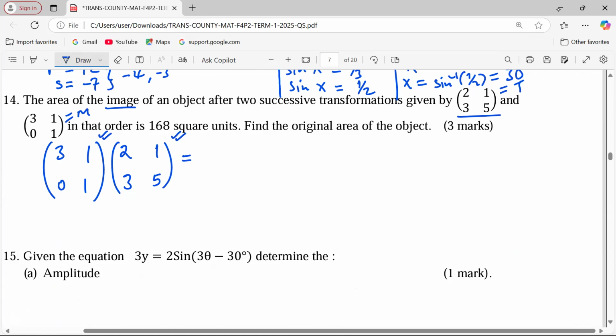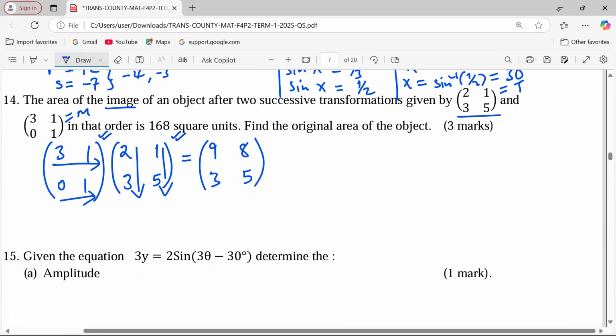Therefore, I should multiply row times column. That is 3 by 2 and 1 by 3. That is 6 plus 3, 9. Then the same row by the second column, 3 by 1 and 1 by 5. That is 3 plus 5, 8. Then on the lower side, I go to the second row, first column, 0 by 2 and 1 by 3. That gives us 3. Then I also talk about 0 by 1 and 1 by 5, giving us 5. So this is the single matrix of transformation that would represent the two matrices.